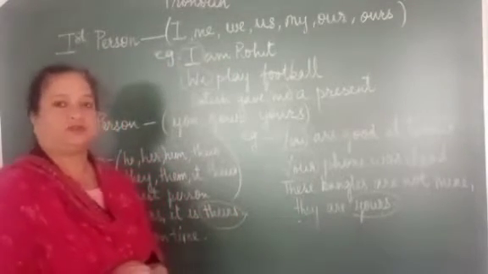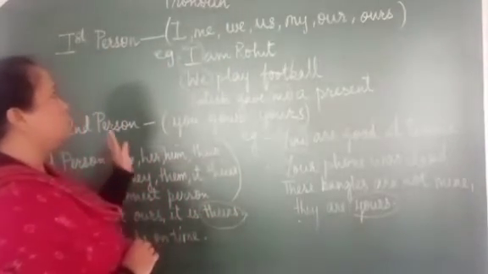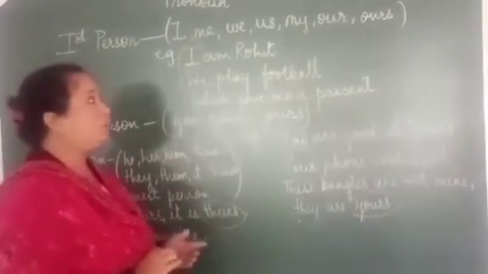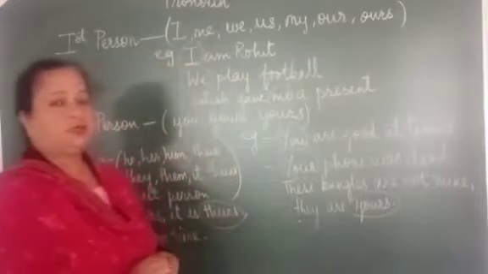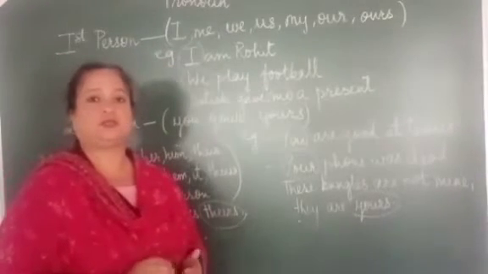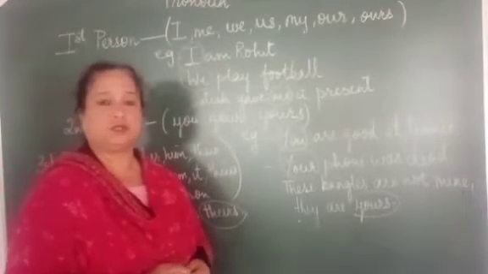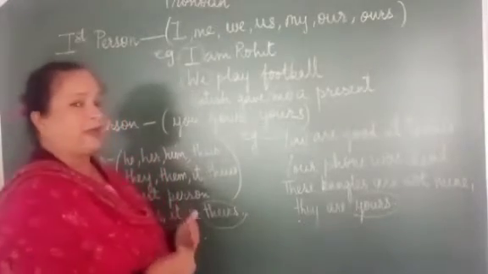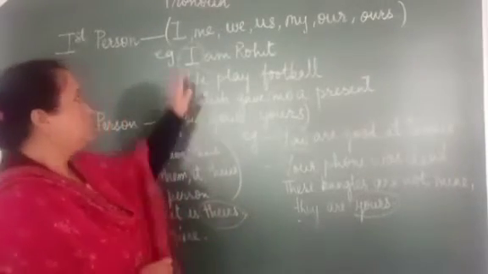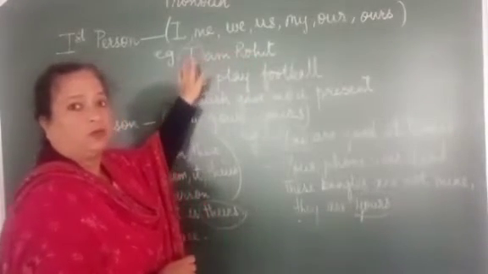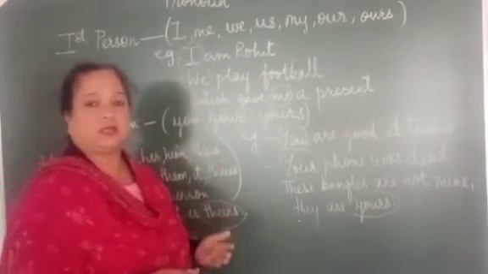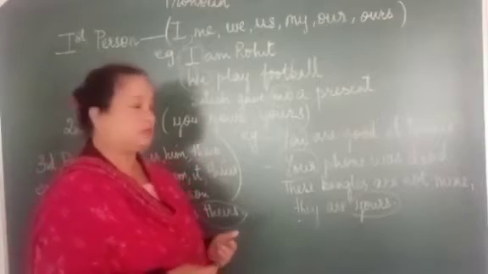Now when we talk about the first person, we use the words I, me, we, us, my, ours. Now what are these words? Since we know that the first person is about the person who is speaking or the action performed by. So I am Rohit. In this sentence, we are talking about I. So I is telling you something about who he is.